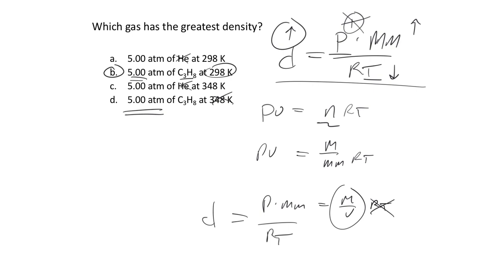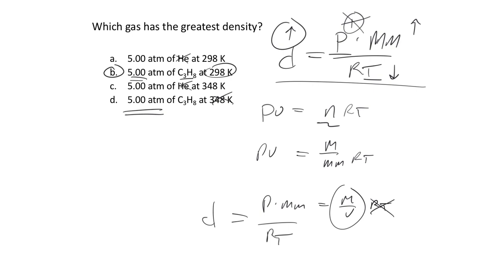So think of it this way. If I have a sample of gas that's 5 atm at 298 Kelvin, so I have my C3H8 at that temperature and pressure, and I want to get that to 348 Kelvin, if I just increase the temperature to 348, the pressure would go up. So how do I get the pressure to not go up? I've got to let some of the C3H8 out. So I have to remove some of the C3H8 from the container. What happens when I do that?